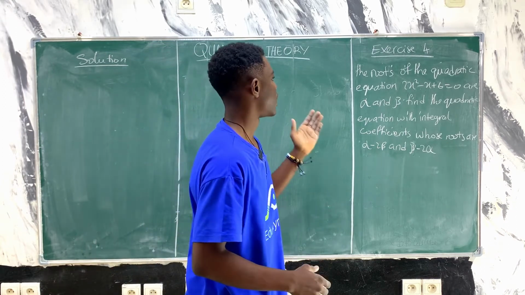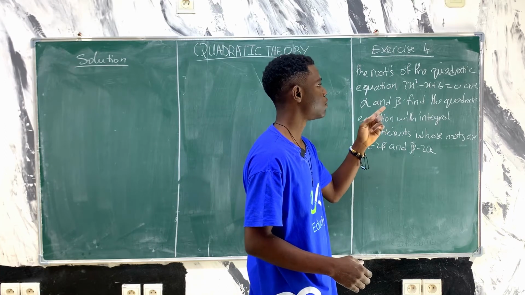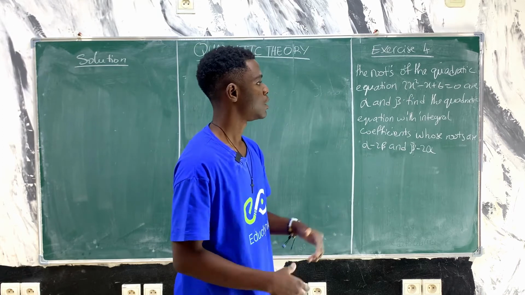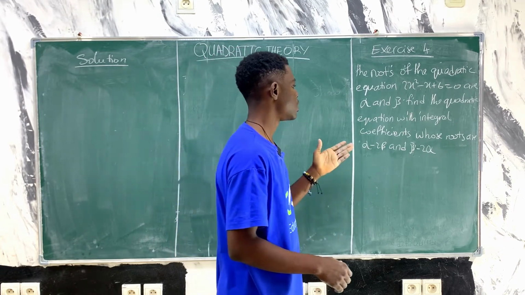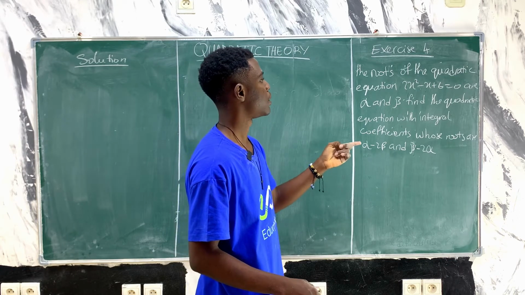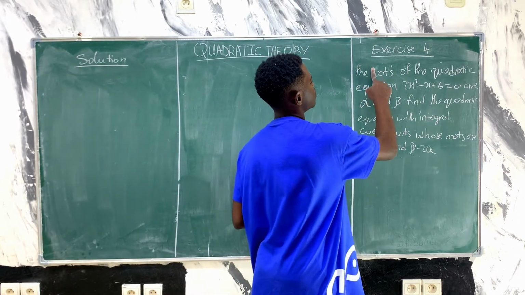So the exercise goes: the roots of the quadratic equation 2x squared minus x plus 6 equal to 0 are alpha and beta. Find the quadratic equation with integral coefficients whose roots are alpha minus 2 beta and beta minus 2 alpha. So let's dive into it.